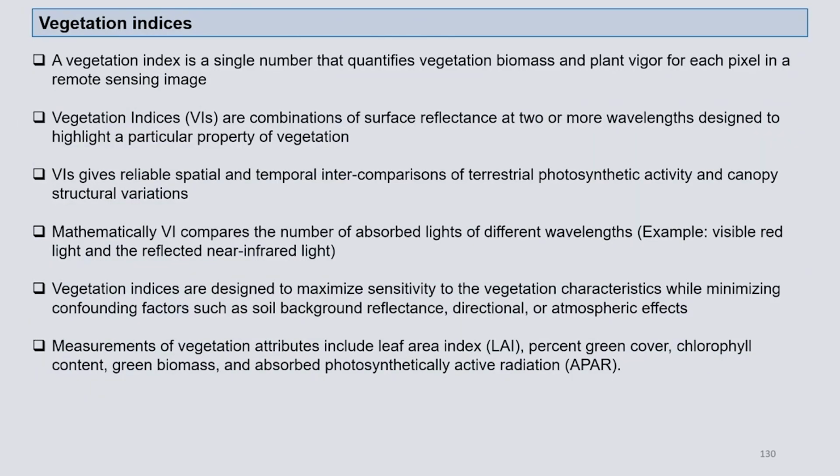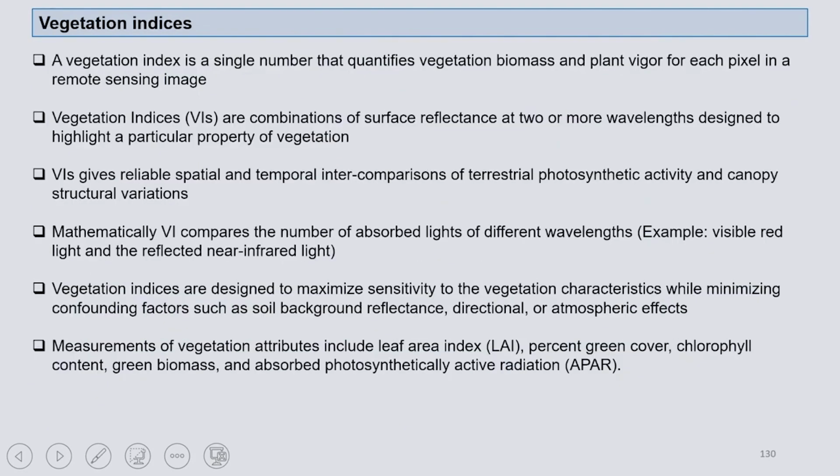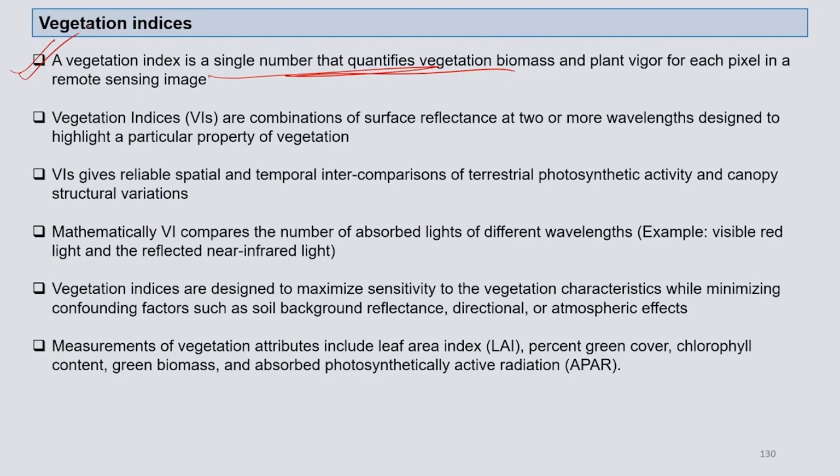Next, what technique do we actually use for this kind of mapping? The vegetation index is a single number that quantifies the biomass or vegetation for each pixel in a remote sensing image, the image that we get from the satellite. So in each pixel the vegetation index is a number that quantifies the biomass of the plants or vegetation.